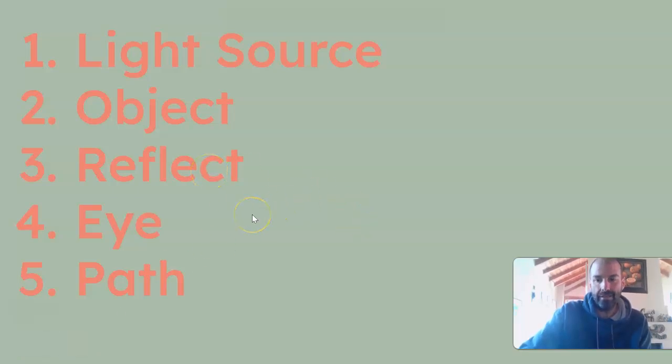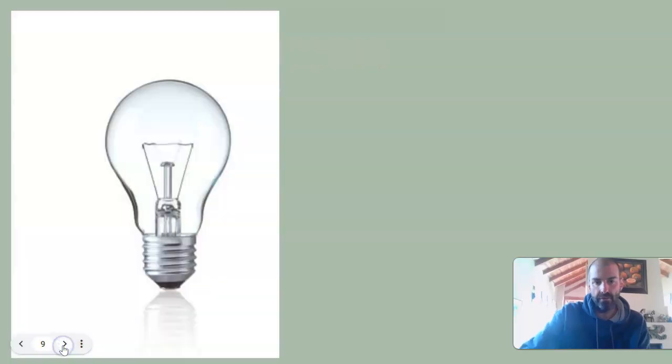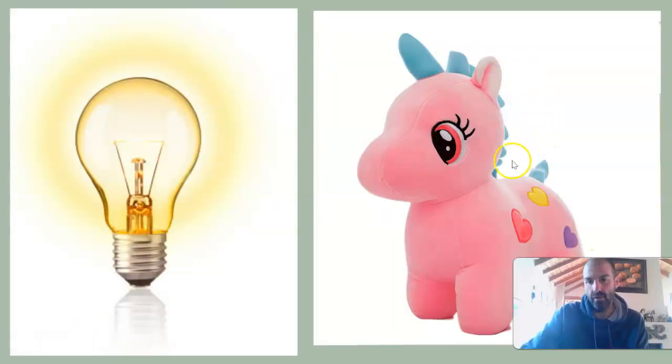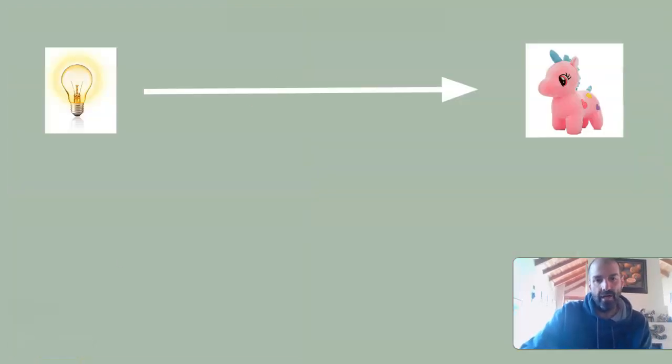When we are thinking about light or being able to see, we need a light source, we need an object, we need reflection, an eye, and a path. So if a light is turned off and the room is dark, we can't see anything. When the light is turned on, then we can see an object.